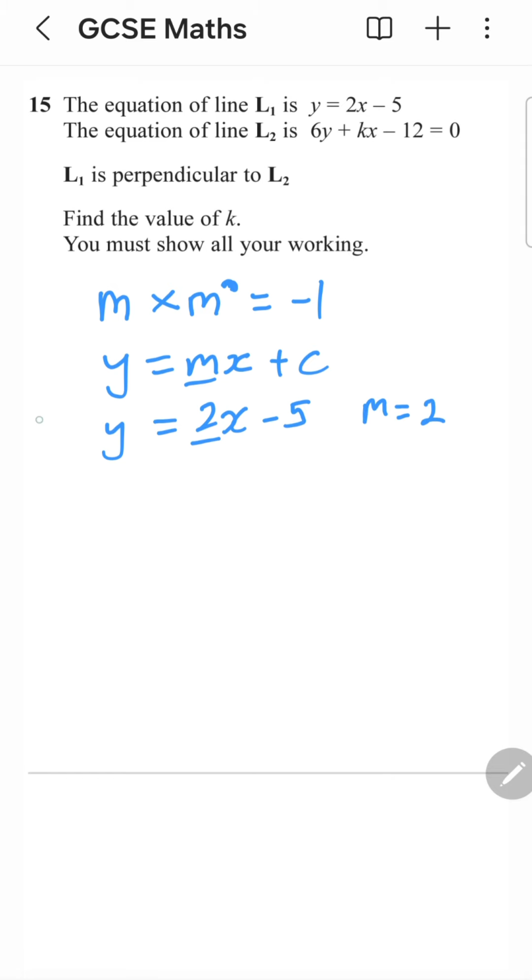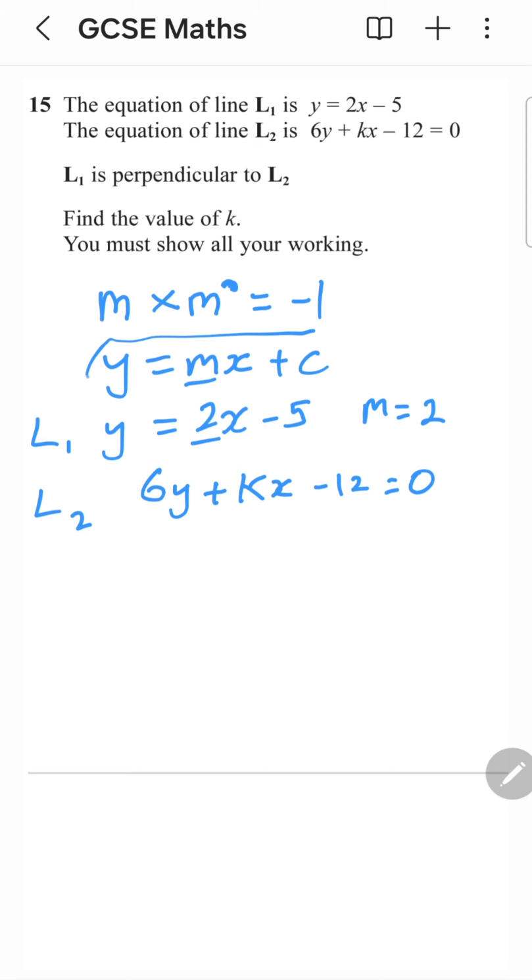For the line L2, it's not quite in the right format, so you have to rearrange it. It says 6y plus kx minus 12 is 0, and we need it in the form y equals mx plus c. So first of all, we'll say 6y minus 12 equals minus kx.